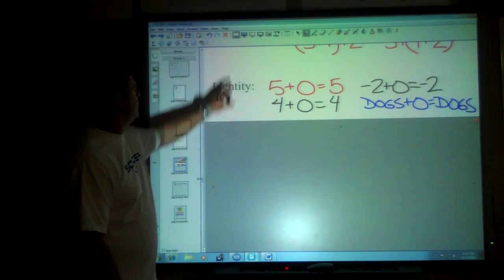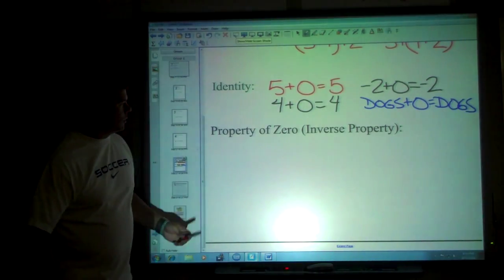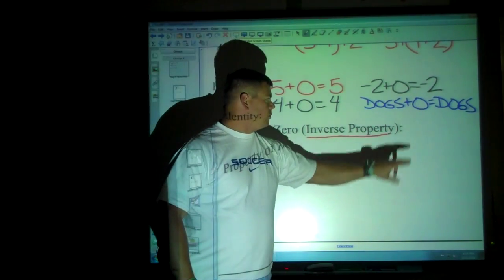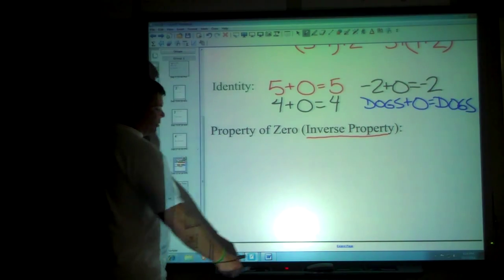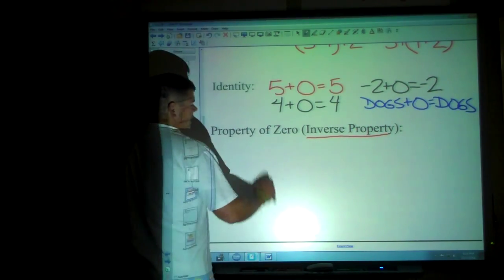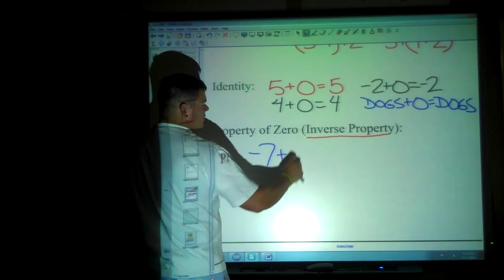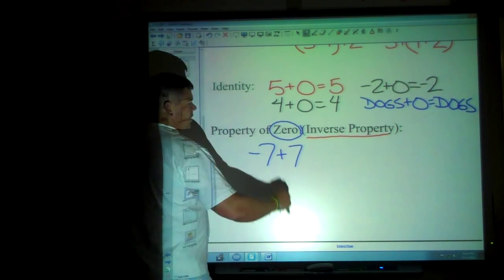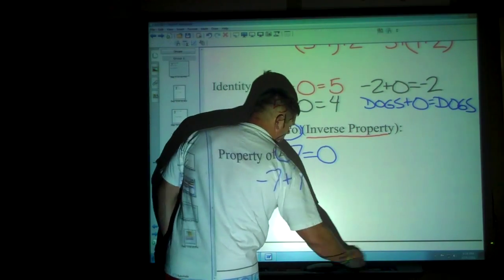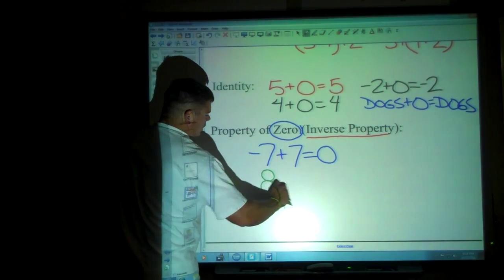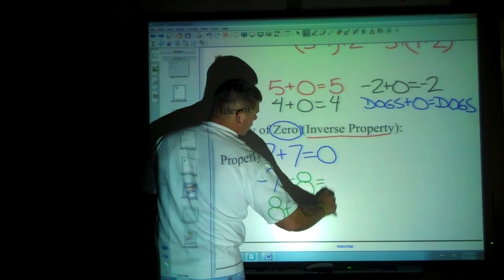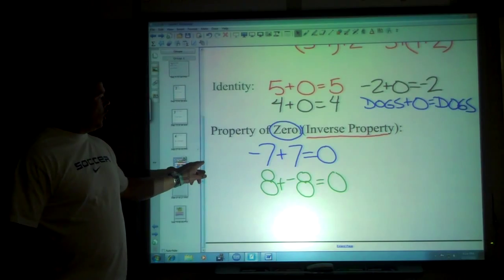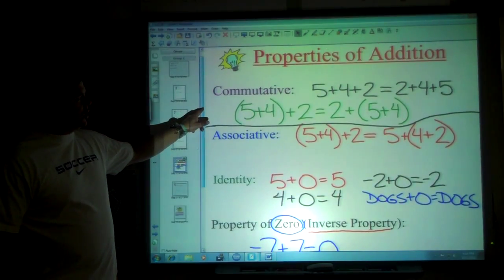And our last property of addition is what we would call the property of 0, also known as the inverse property. And this is pretty simple as well. It just means if you take any number and you add its opposite, you'll always get 0. Any number plus its opposite will always equal 0. These are all special properties for addition.